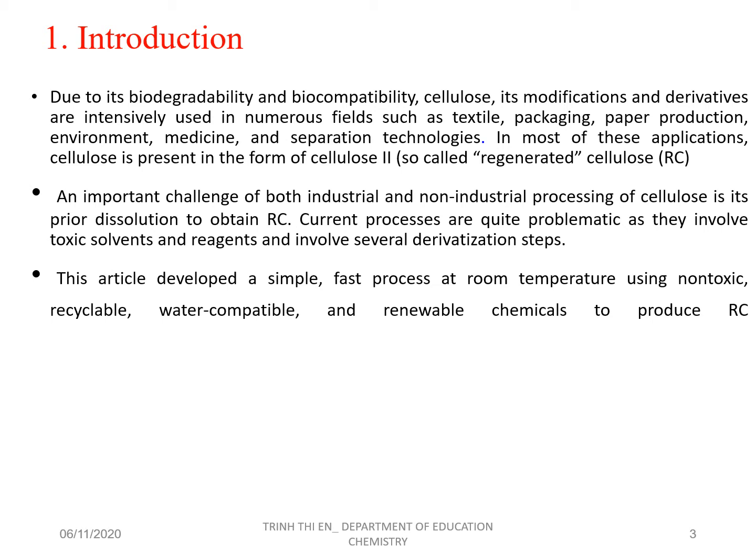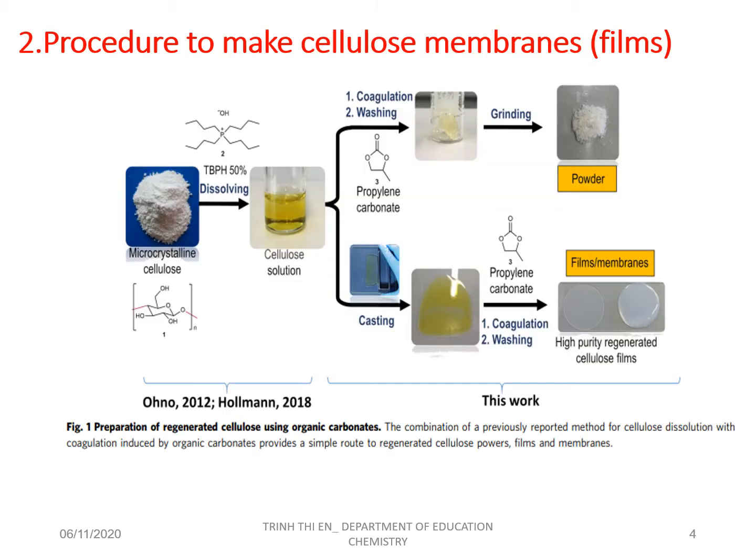An important challenge of both industrial and non-industrial processing of cellulose is the priority solution to obtain RC. Current processes are quite problematic as they involve toxic solvents and reagents and several derivatization steps. This article developed a simple, fast process at room temperature using non-toxic, recyclable, water-compatible and renewable chemicals to produce the RC. This is used to make cellulose membrane film.